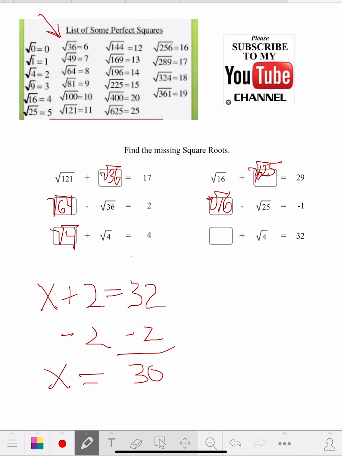We're going to have to figure this out. You know how we can do this? We just take 30 times 30. 30 times 30 equals 900. So this is the square root of 900.